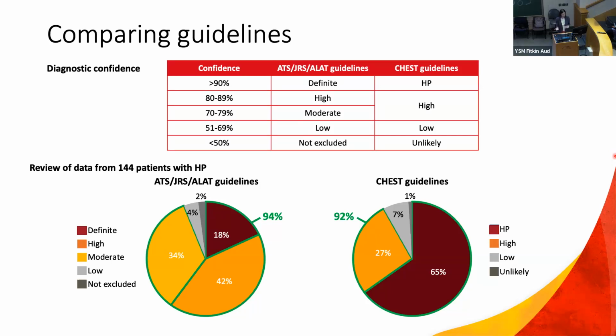So we used the ATS one and the ACCP one, and they all got classified pretty well, except with the ATS, only 18% could have definite HP, 42% could have high confidence, and 34% had moderate, whereas in the CHEST guidelines, 92% had high or definite HP. Those are all the same patients. So what I'm not understanding is why we're breaking things into definite versus high and moderate confidence versus just high confidence, and why we're splitting hairs over these different diagnostic thresholds, because I'm not sure that's clinically helpful.